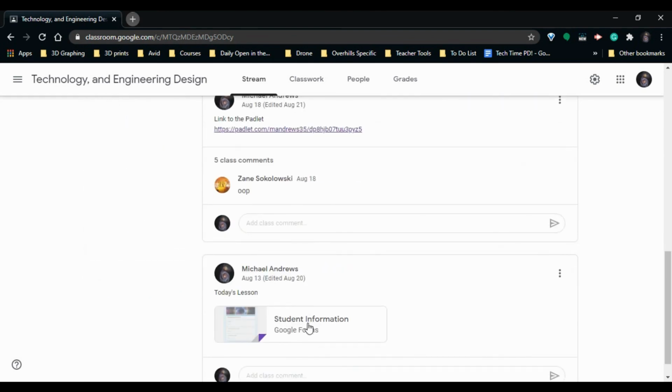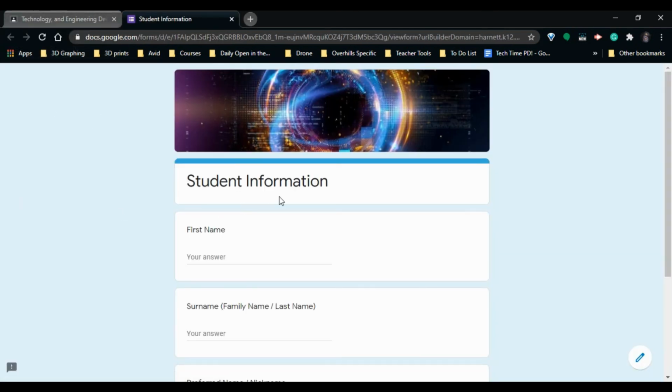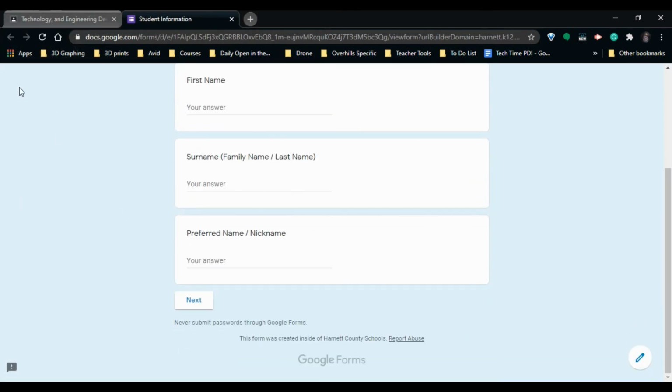There is a student information sheet in the Google Forms that you will need to go ahead and fill out and submit. If you've already done this, don't worry about it. You don't have to fill it out, but if you have not yet, this will count as a grade. This is a completion grade, so you need to answer as honestly as you can, but you do it, you get the grade. If you don't, then you're going to end up getting a 0.